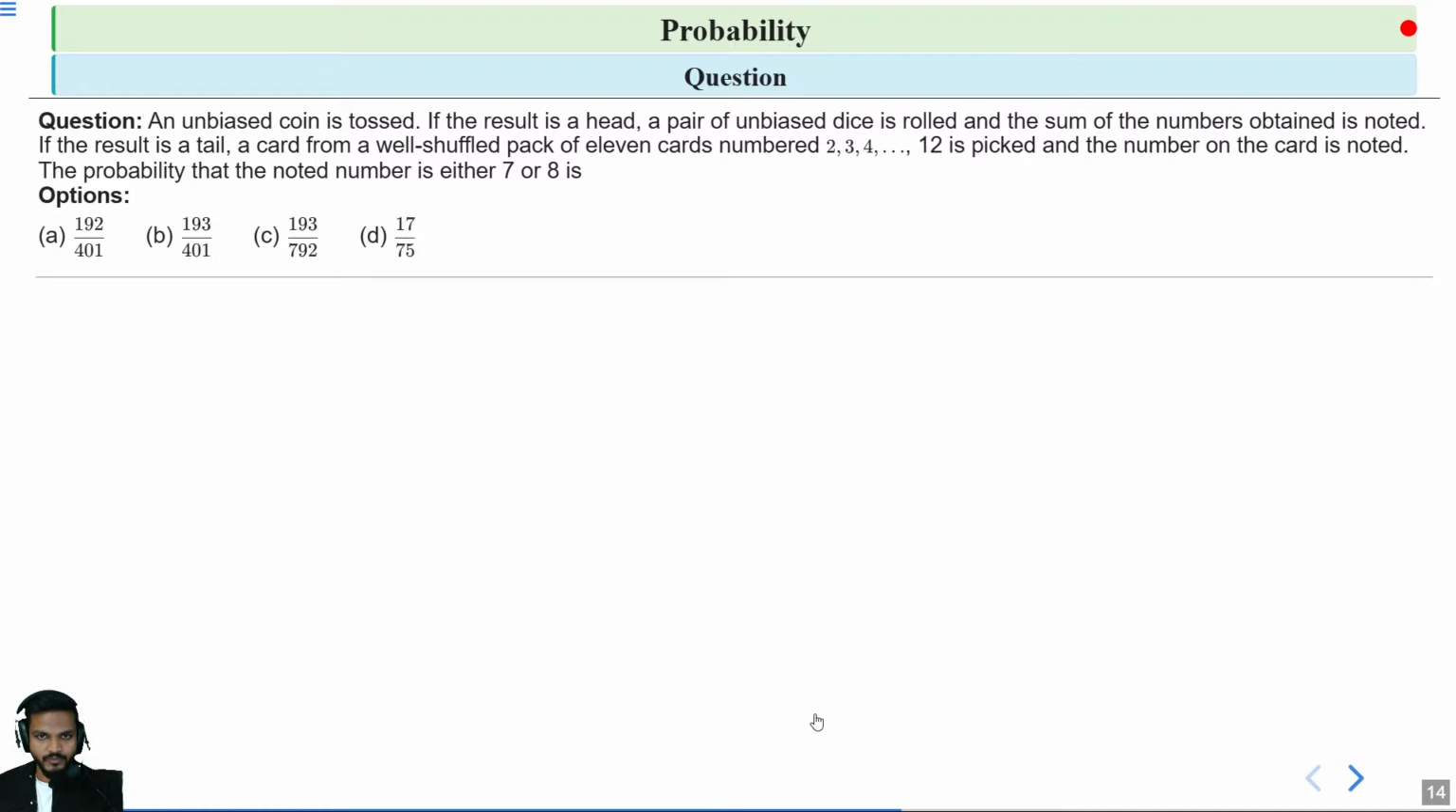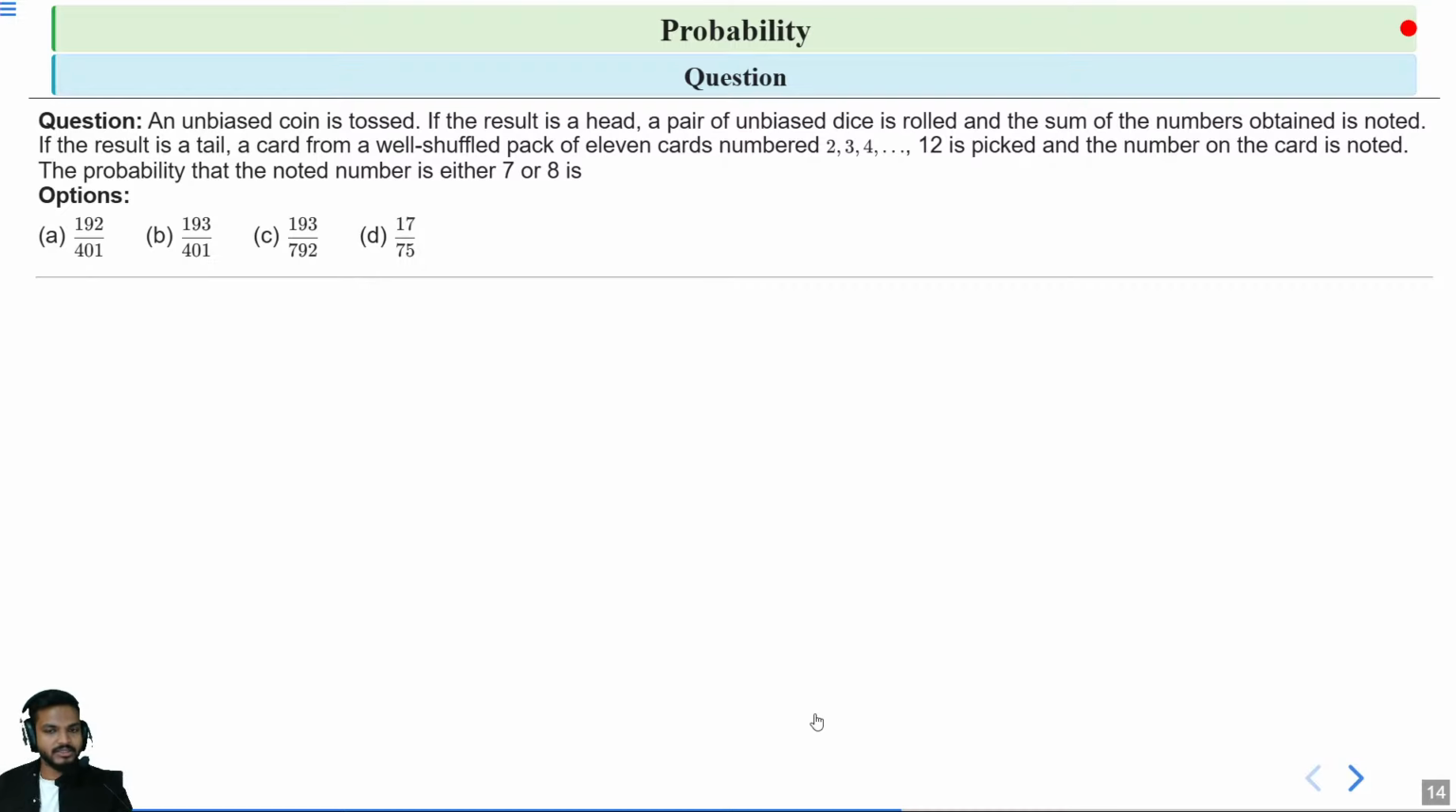So 5 is noted. Now if the result is tail when you toss the coin, then a card is picked from a well shuffled pack of 11 cards. The pack has cards numbered 2, 3, 4 till 12, and from these 11 cards we pick a card. That is your second experiment. The number on the card is noted.